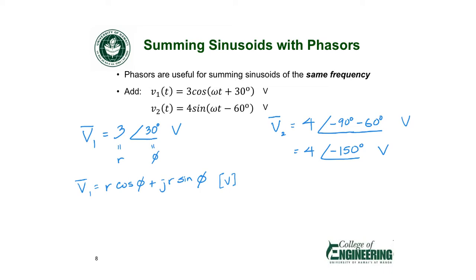Okay, so if we do all of the math here, plug in 3 for the R's, plug in 30 degrees for theta, this comes out to 2.6 plus 1.5 j, and this is units of volts. Okay, so that's the complex number representation of V1.